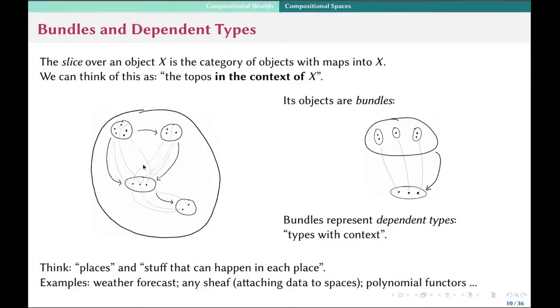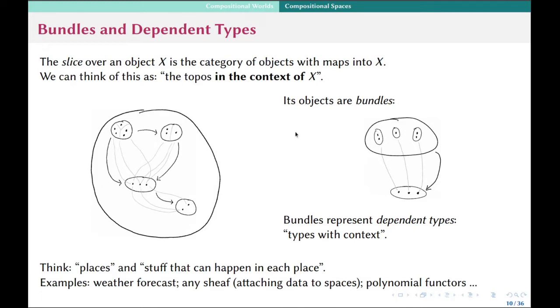And this, in topos theory, gives you another topos. And it's the topos in the context of X. Its objects are what are called bundles, like this picture on the right. This is a version of this map on the left here. And a bundle represents something called a dependent type. It says that for each point in the codomain, we get a collection of points in the domain of the map, which is given by pulling back where the map takes you to. So for instance, with this point on the left, it gives you this set of points. There are two points on the left here.